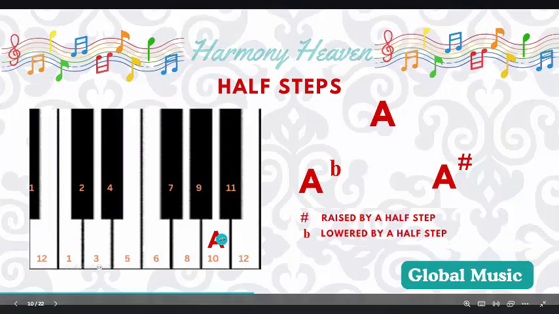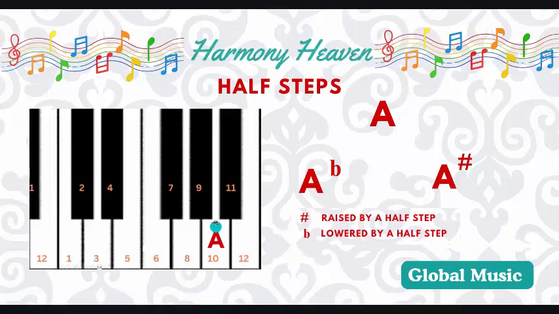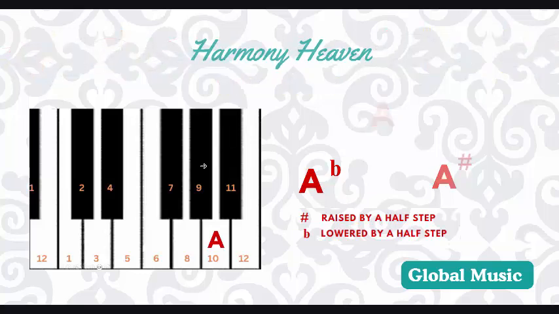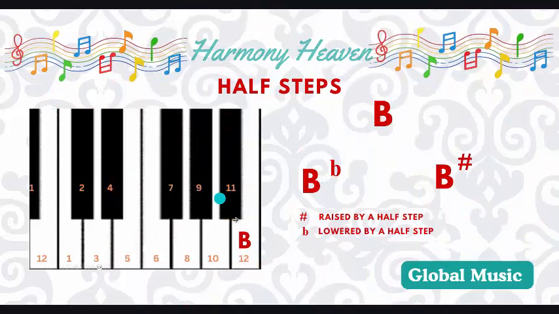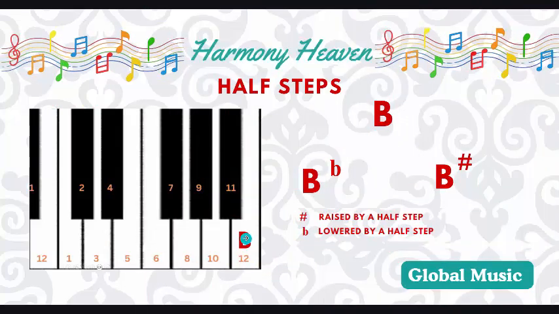Now if we talk about A, A sharp means raised by a half step, meaning the fifth black note, and A flat would mean lowered by a half step, the fourth black note on the keyboard octave. And now B. If we say B sharp, the next octave C would come as B sharp, and if we say B flat, lowered by a half step, that means the fifth black note.